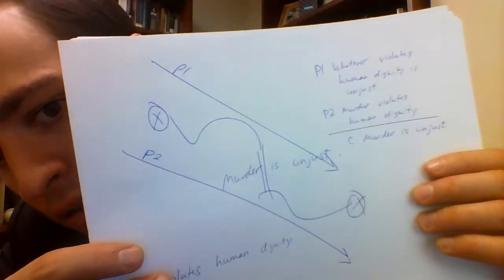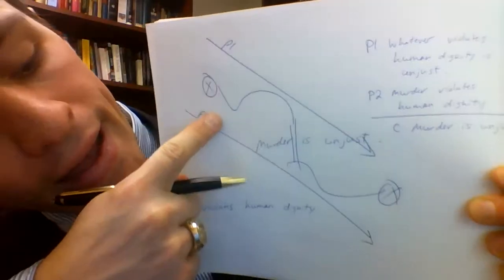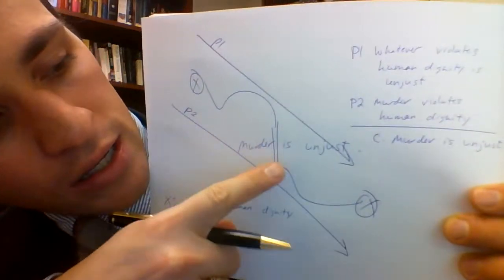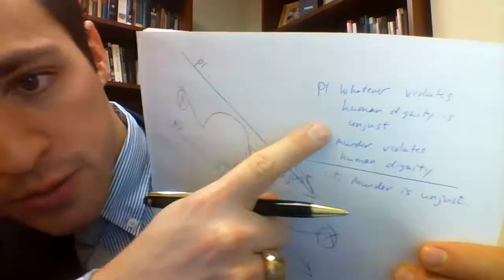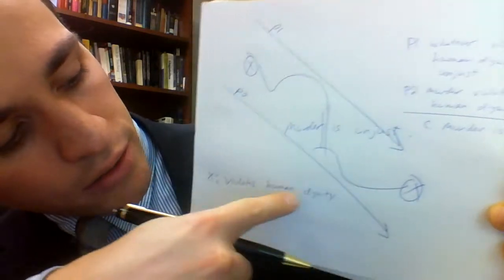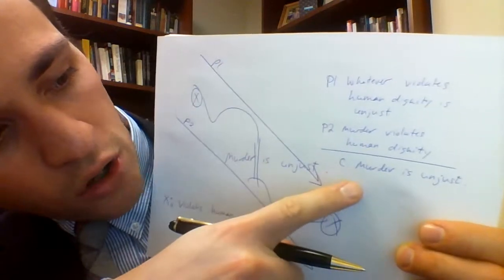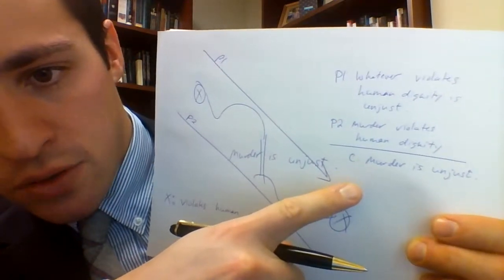So the first premise, again, reading it from top left to bottom right: whatever X, which is violates human dignity, is unjust. That's the first premise here. Okay. Second premise is murder, then down to the right, violates human dignity. Murder does that, so murder is unjust. So this again gives you a valid syllogism.